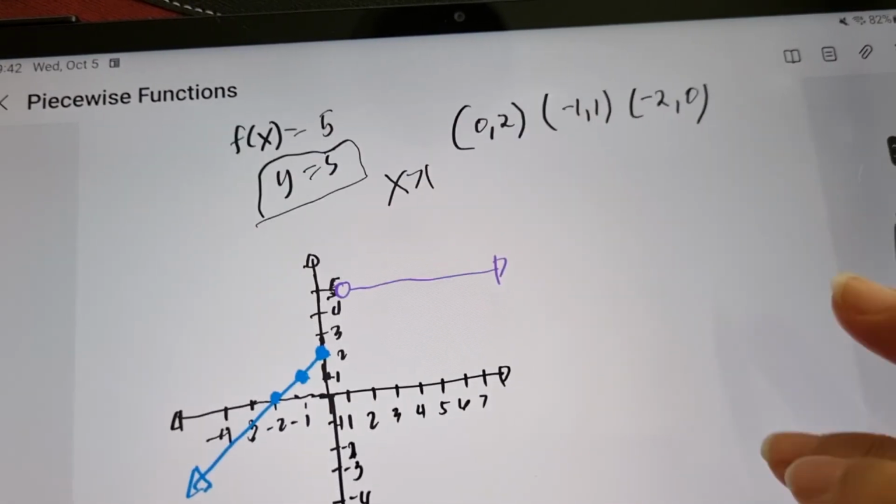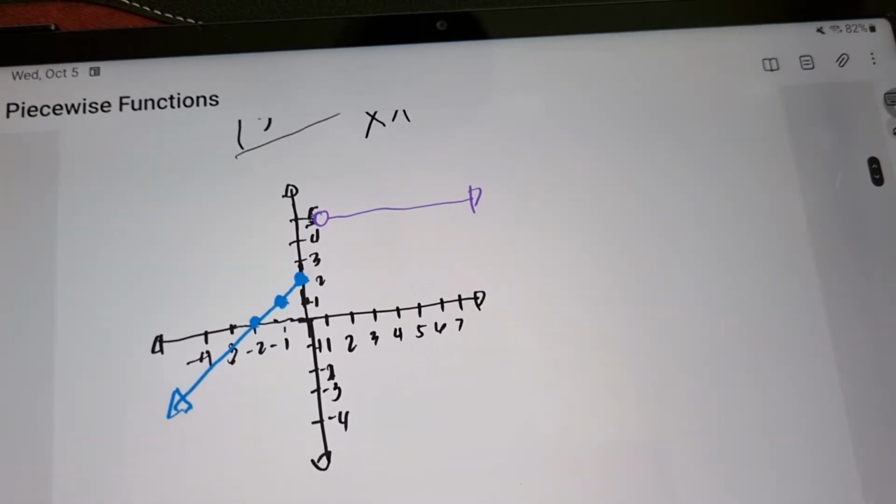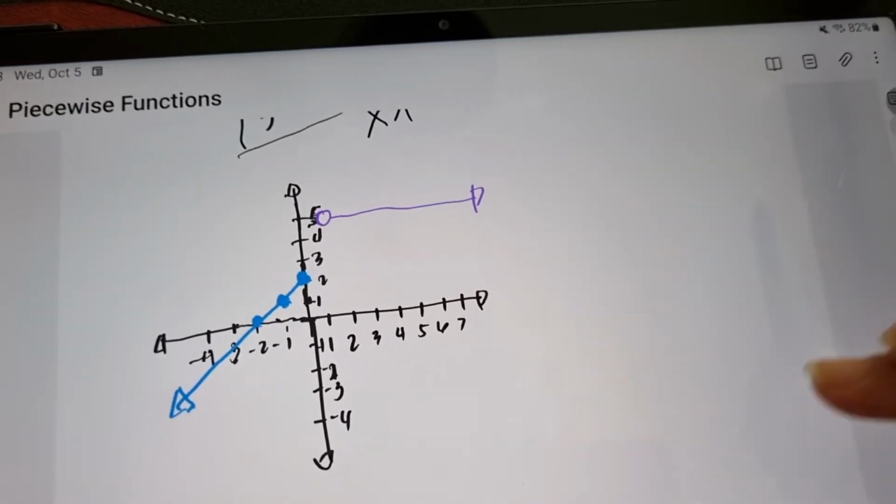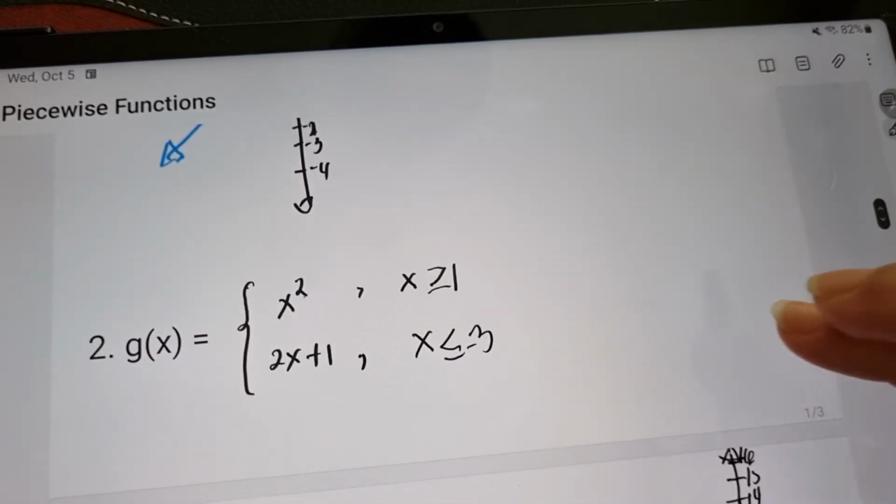Okay. So, ayan, tingnan nyo. So, part lang siya ng graph. Piece. Maybe that's why it's called piecewise functions. So, just a piece of the graph, not the whole graph. Okay? Now, let's have number 2.